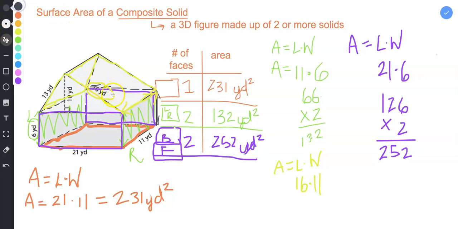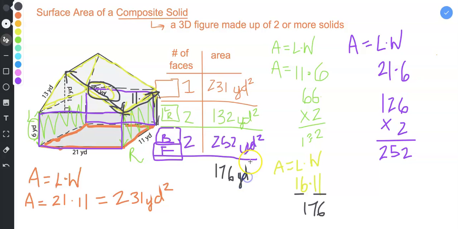Let's use another color. So I'm hoping you're seeing that this length was the same as this length, the 11. And then this length was labeled 16 yards. So it was a 16 by 11 rectangle. 16 by 11. And when you multiply 16 by 11, you get 176. So I fill in 176 square yards in my chart. That's just for one face. And I don't know what I was thinking. I should have used a different color since this is a different size rectangle.